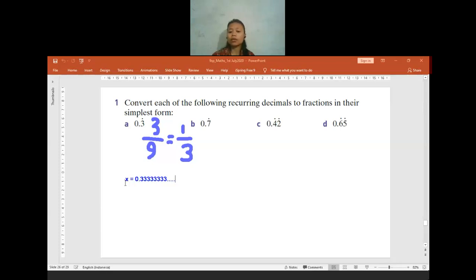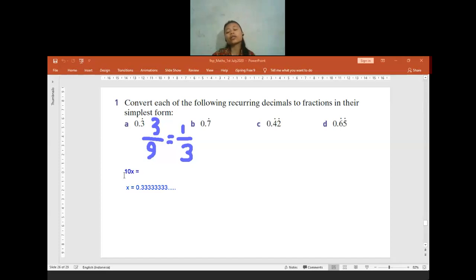How many digits are repeating? 1. Mike, quiet for a while, I know you already understand. How many digits are repeating? The others, other than Mike. Geraldo? 1. If it is 1 digit, so how many x do I need to find? Is it 10x, 100x, 1000x? 10x, right? So I will write it as 10x.